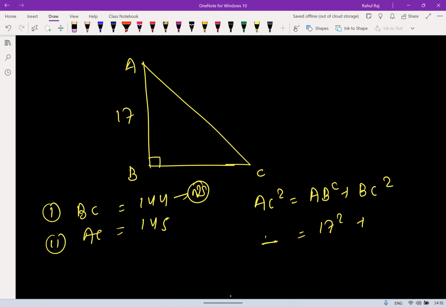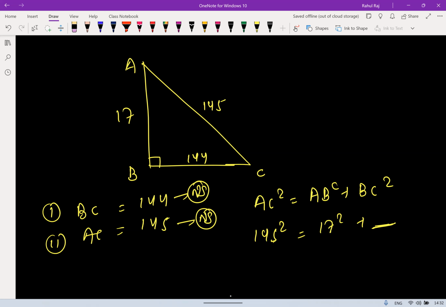So in statement number 2, it says that AC is 145 square. But we are not sure about the BC from statement number 2. Am I right? Can I say this is a right angle triangle? Technically, BC is not known to you, so 100% not sufficient. Imagine if we combine all the statements, that BC is 144, AC is 145.